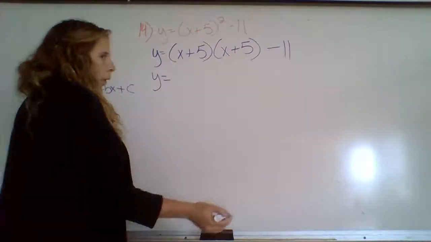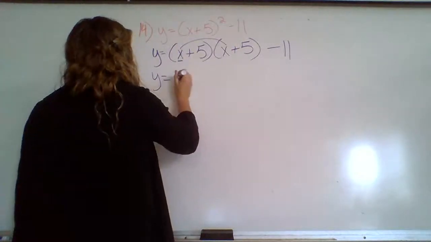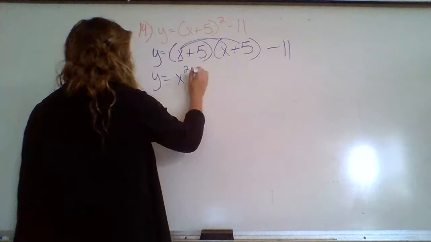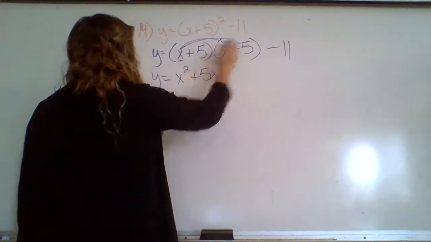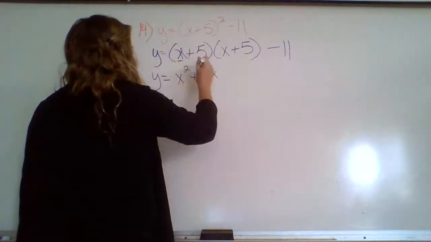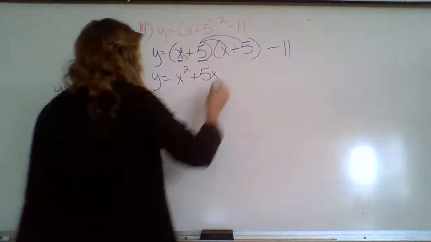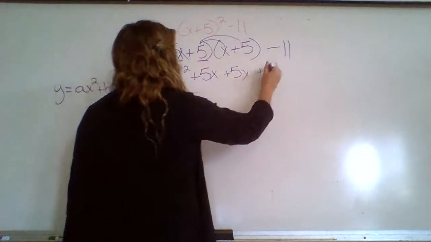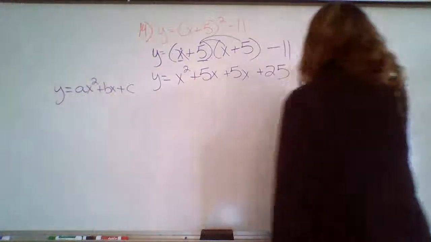Two-part distribution, start with your x. X times x is x squared. X times 5 is 5x. We are done with the x. If you want, you can cross it out. Move on to your 5. 5 times x is 5x. And 5 times 5 is 25. And then we have minus 11.